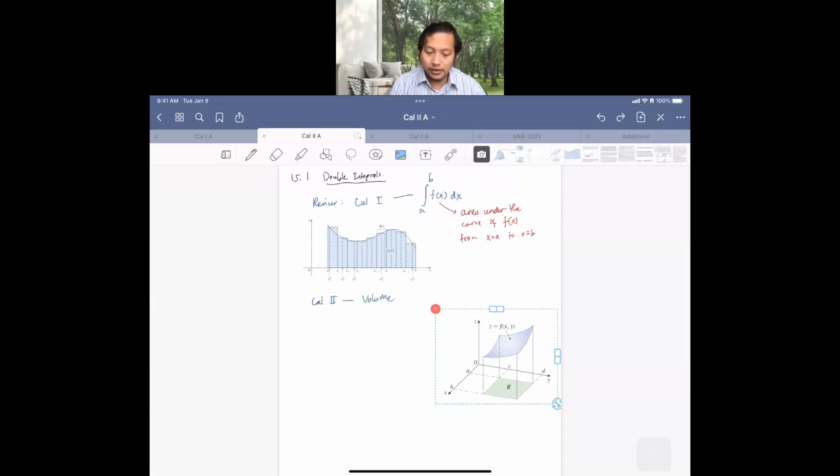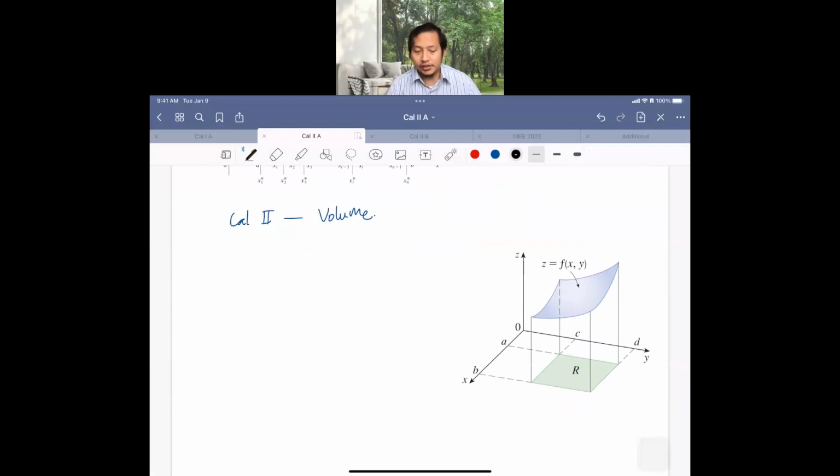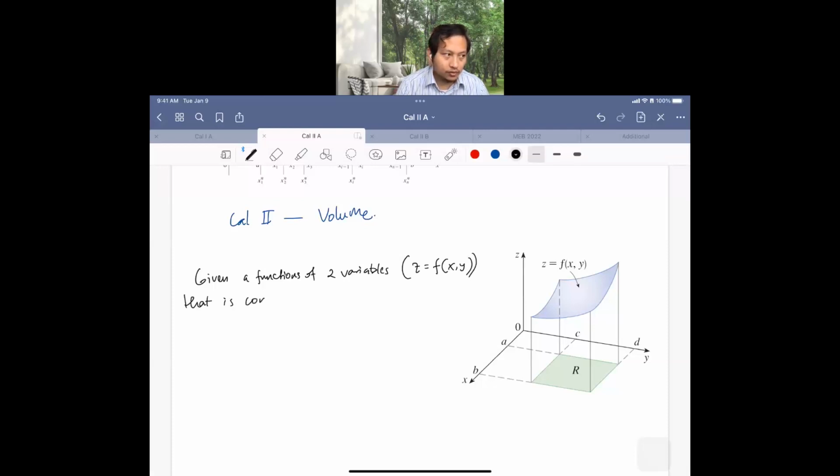Okay, let me write some of the introductions on this integral. So, given a function of two variables, in our case this is z equal f of x, y, that is continuous and non-negative on region R in the xy plane.